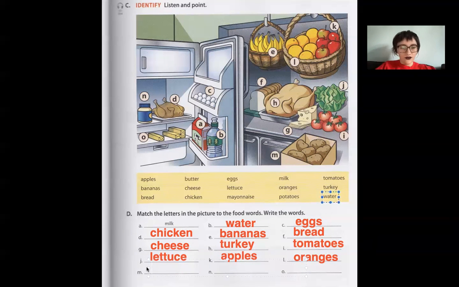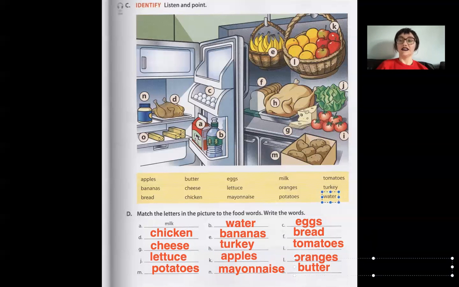The small brown, they're white on the inside, right? P-O-T-A-T-O-E-S. Okay, potatoes. Then we have N. N is the mayonnaise. Ooh, sorry. Mayonnaise, M-A-Y-O-N-N-A-I-S-E, mayonnaise. Okay, and then the O is the butter, the yellow butter, B-U-T-T-E-R, butter. Okay, so these are all of the food objects in the fridge and in the kitchen, right? Okay.